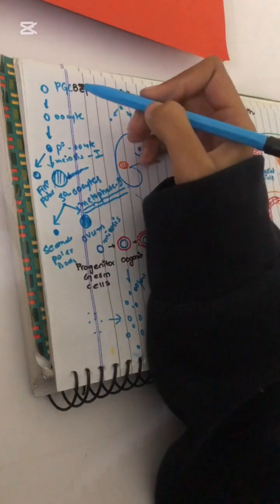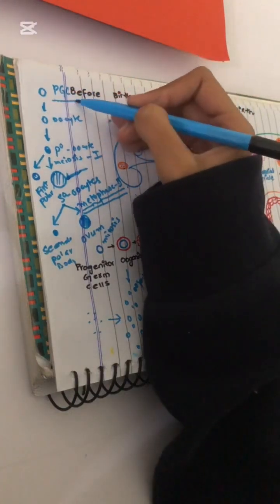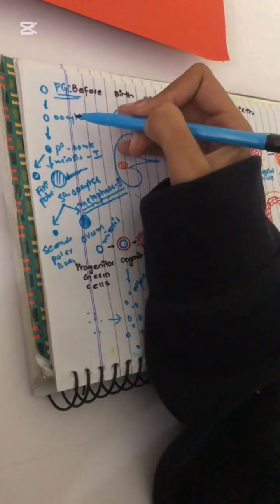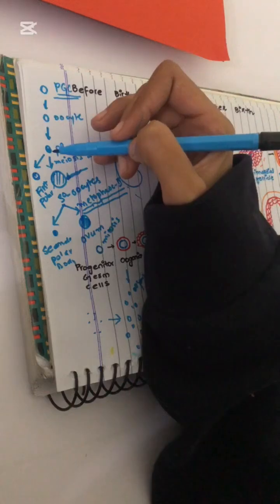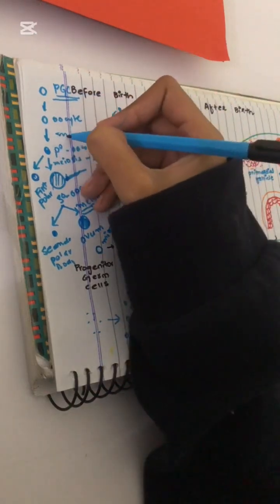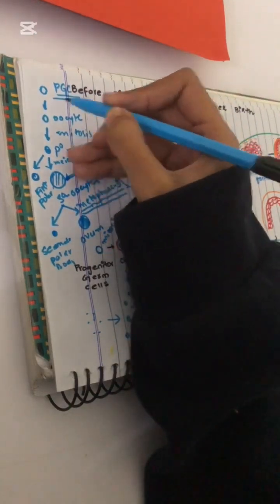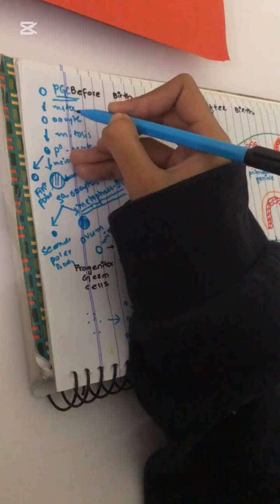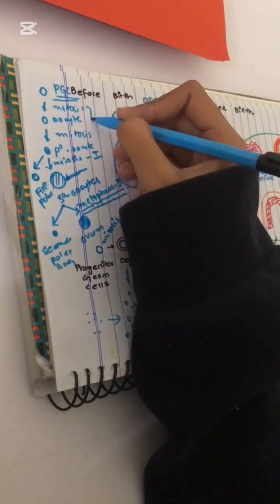So this is oogenesis. There are certain germ cells which divide to form oogonia, which divide to form the primary oocyte, and this occurs by mitosis. Now this all occurs before birth.